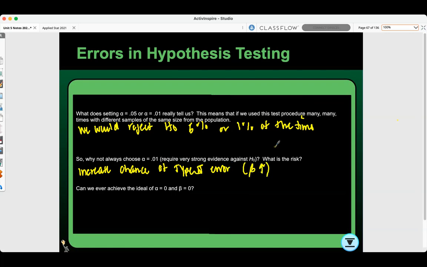Can we ever achieve the ideal alpha equals 0 and beta equals 0? No, because the truth is unknown. So no, we never can. All we do is use sample data to discover, quote unquote, the truth.